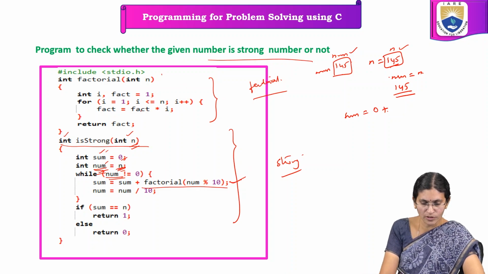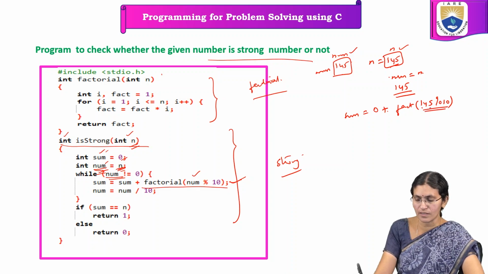So it will call the function factorial of int n, and pass this argument. Suppose we have passed 145 here. Num is equal to 145. 145 mod 10: in order to separate the last digit, we generally divide it by 10 and get the remainder. So the remainder is 5, and we get factorial of 5.